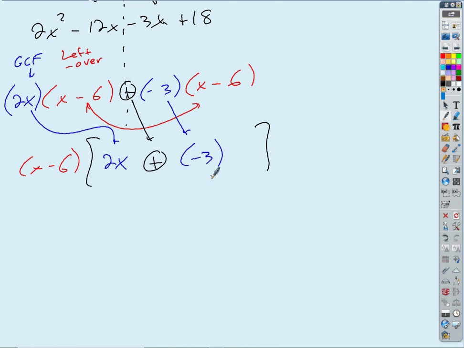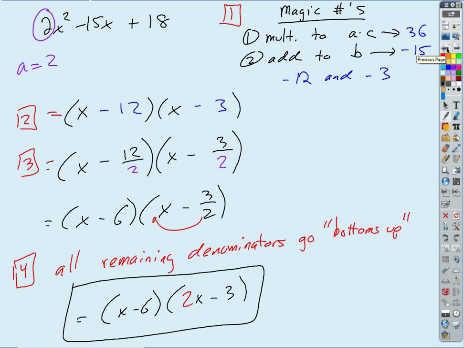Right? So what do you know? We're done. What did we end up with? We ended up with x minus 6 times 2x minus 3. Does that look familiar? What do you know? See what I'm saying?